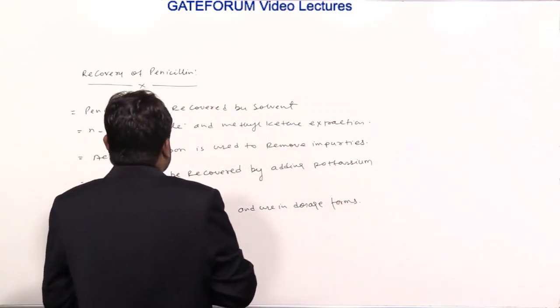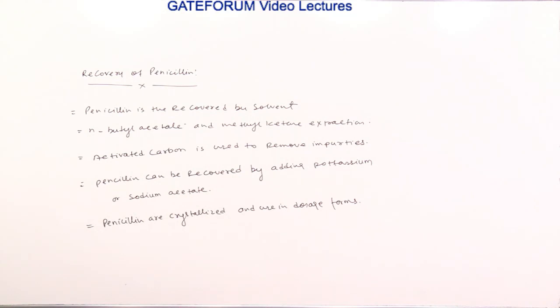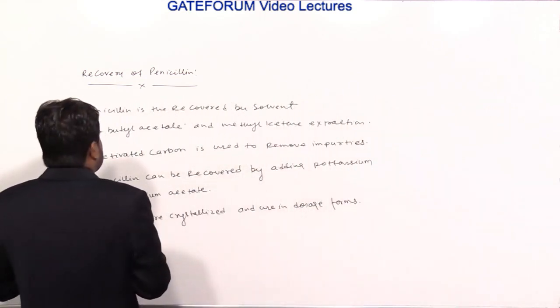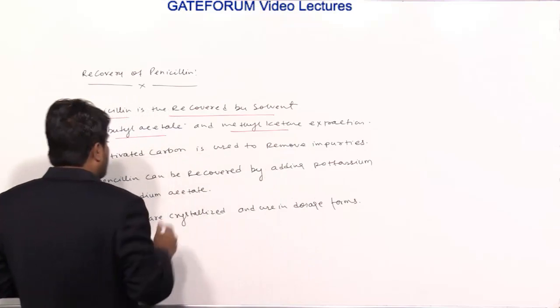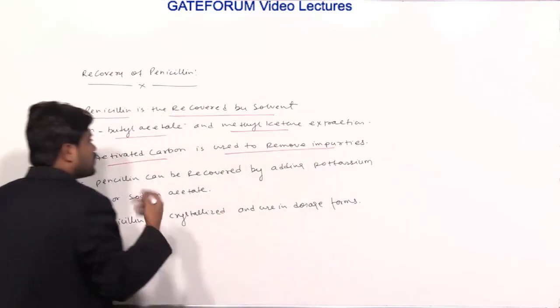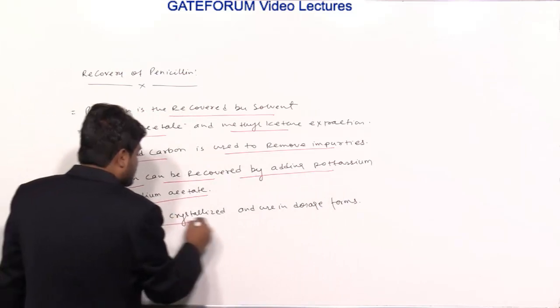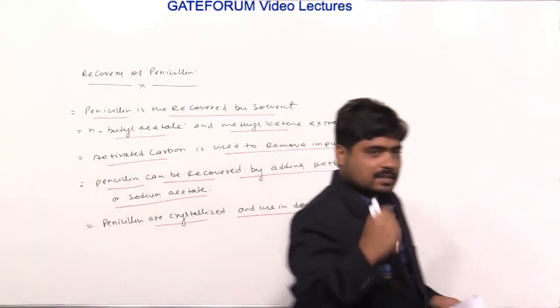So just write down exactly how the penicillin is recovered here. Then the next point, see here. Then the next antibiotic. So first, if you can see, penicillin is recovered by the solvent, that is butyl acetate and methyl ketone, and activated carbon is used to remove the impurities. Then the penicillins are recovered by potassium and sodium acetates, and they crystallize and are used in the dosage form. Then exactly the next antibiotic production. First write down the recovery.